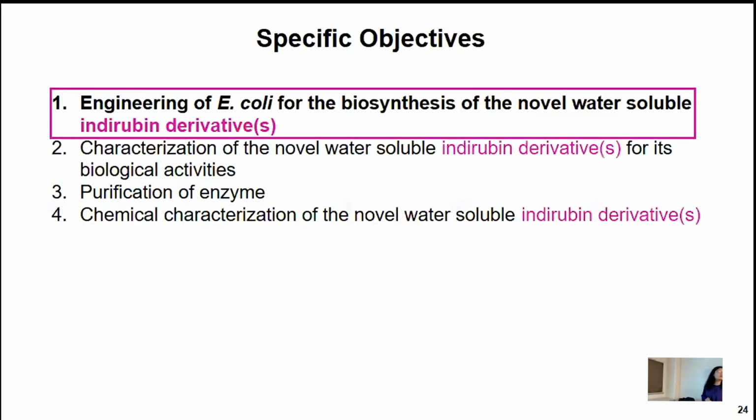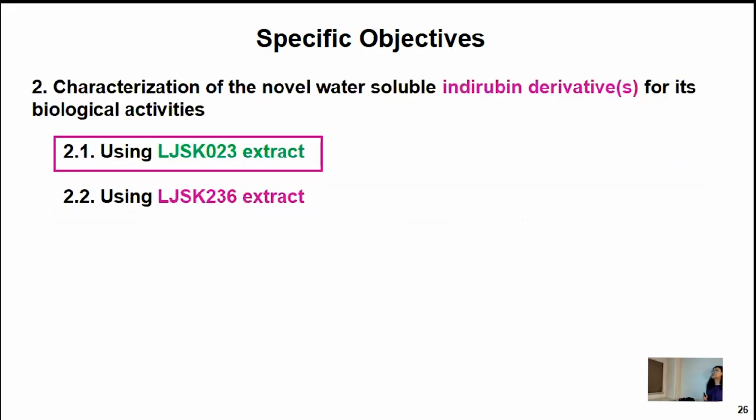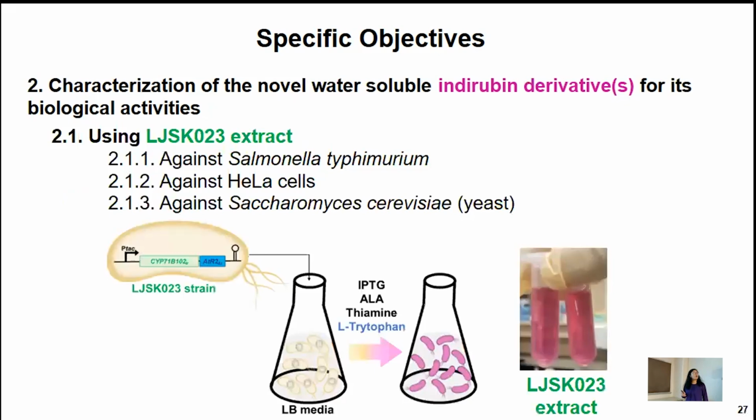Now, moving from the first to the second objective, we tried to characterize the biological activities to know whether the extract also has some biological activities like that of indirubin or not. So for the biological activities, first we tested the 023 extract against prokaryotes and eukaryotes.